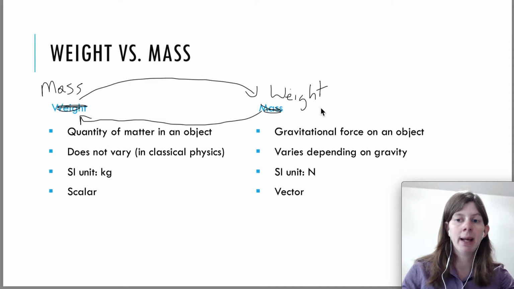Weight, on the other hand, is a measure of the gravitational force on the object. It varies depending on gravity. The unit is a Newton, and it is a vector. So they are very different quantities.